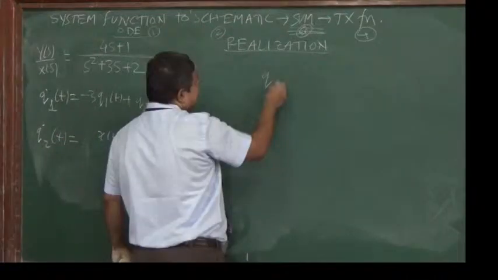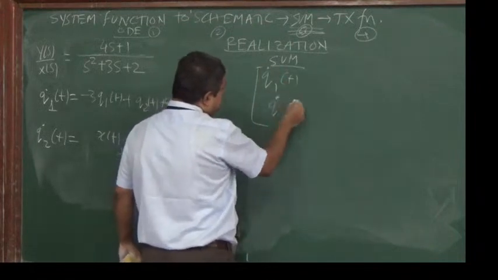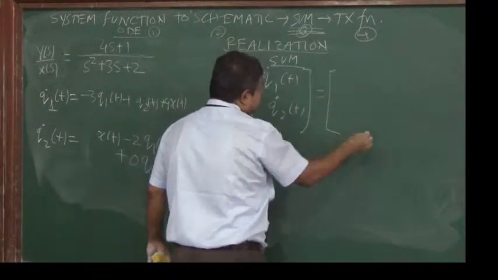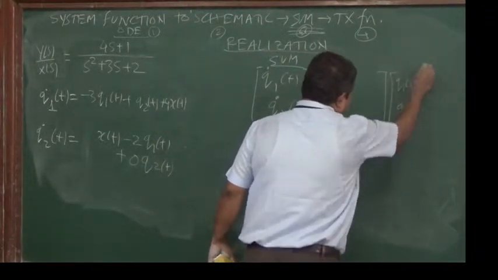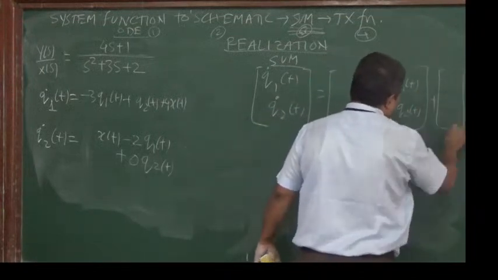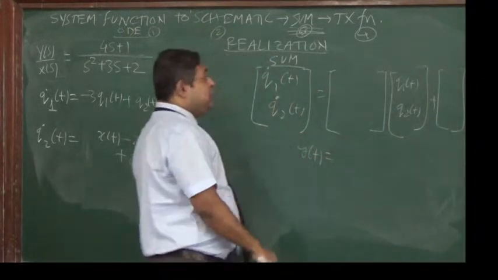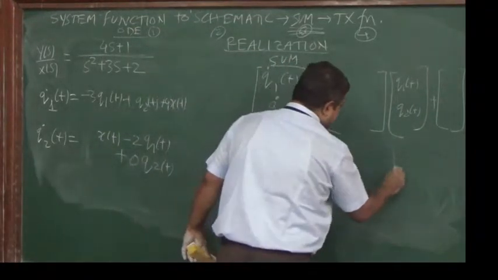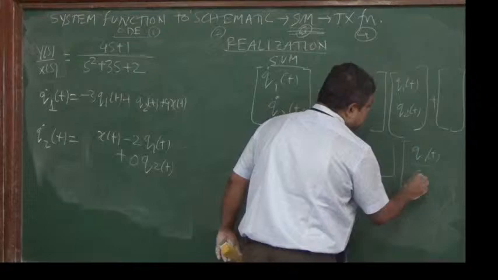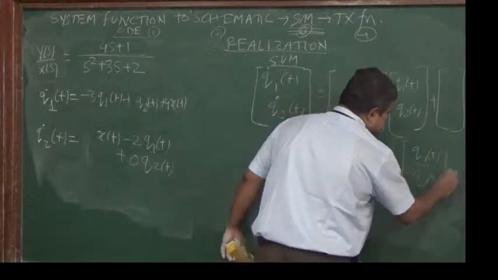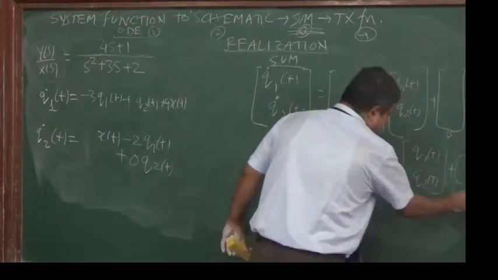Now write the state variable matrix. So q1 dot(t) and q2 dot(t). How can we write this in terms of q1(t) and q2(t)? And then there will be the B matrix and there will be x(t). And what is y(t)? y(t), I told you, is the output. So output is nothing but a function of q1(t) and q2(t) like this, plus something of x(t). So this is the A matrix, this is the B matrix, this is the D matrix.